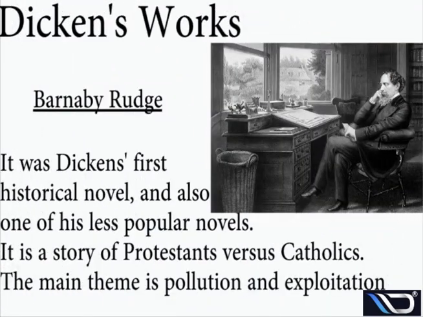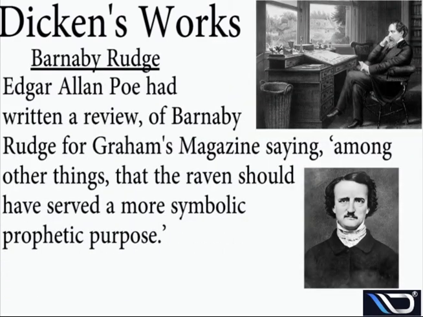Barnaby Rudge. It was Dickens' first historical novel, and also one of his less popular novels. It is a story of Protestants versus Catholics. The main theme is pollution and exploitation. Edgar Allan Poe had written a review of Barnaby Rudge for Graham's magazine saying, among other things, that the raven should have served a more symbolic prophetic purpose.